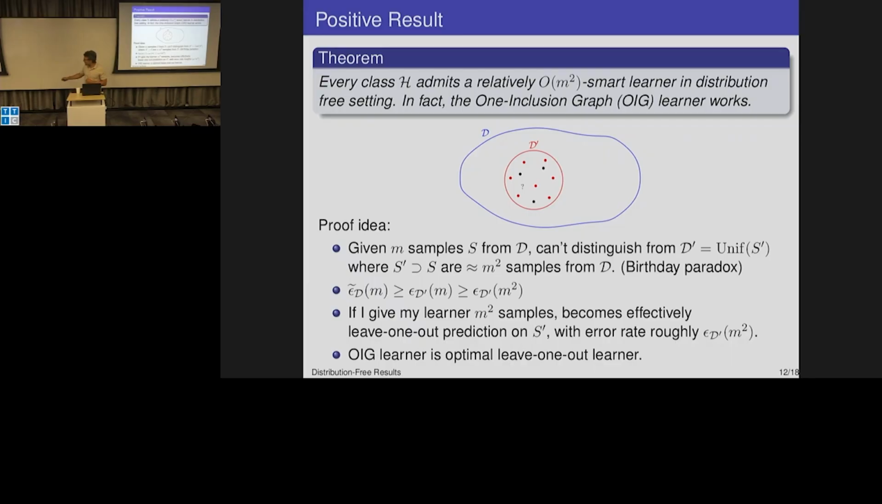And then I can increase the number of samples, you'll see why. This is at least epsilon sub D prime of m squared. This is the best error you can get on D prime with m squared samples, because increasing the number of samples only helps. Now let's say I give my learner m squared samples. It basically becomes as if I gave it effectively all or most of the support of this D prime, and I asked it to predict a random point. The problem becomes almost as if I'm doing leave one out learning on m squared points. We know what the optimal leave one out learner is. It's the one inclusion graph learner, and that's where this comes from.